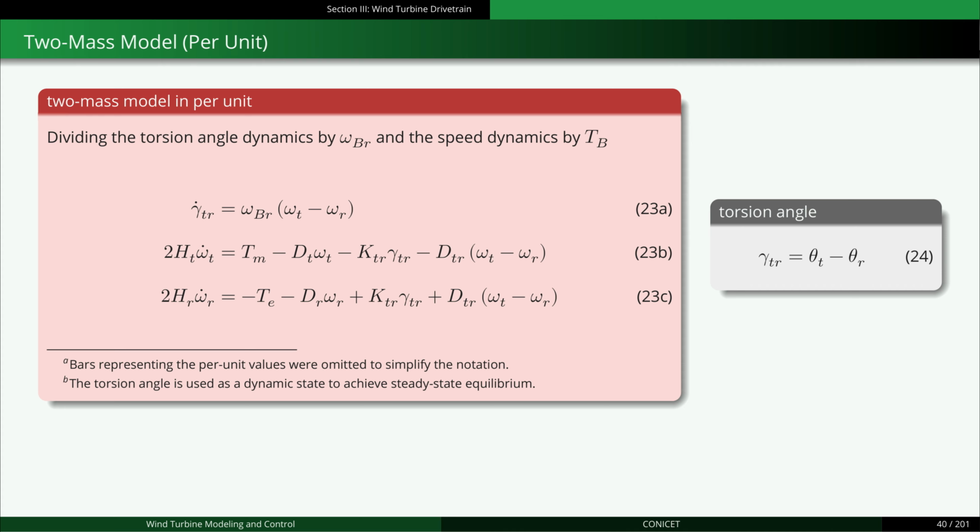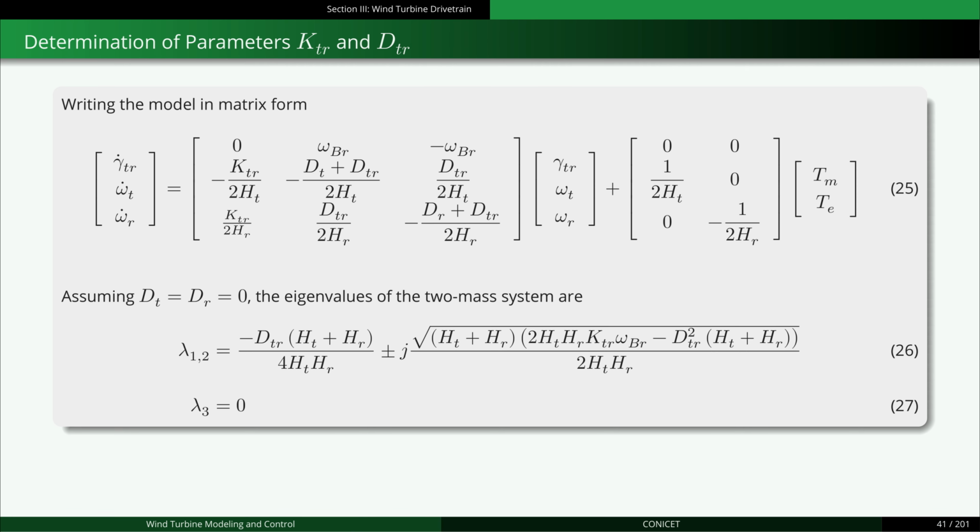Since the turbine and generator rotor angles increase over time, the torsion angle gamma TR is used as a dynamic state in System 23 to preserve only the relative displacement information and achieve steady-state equilibrium. After obtaining the equations that represent the wind turbine mechanical system, we must determine the model parameters, such as the spring constant and damping coefficient, to match the model response to that of a given turbine. A procedure for calculating these parameters is described below.